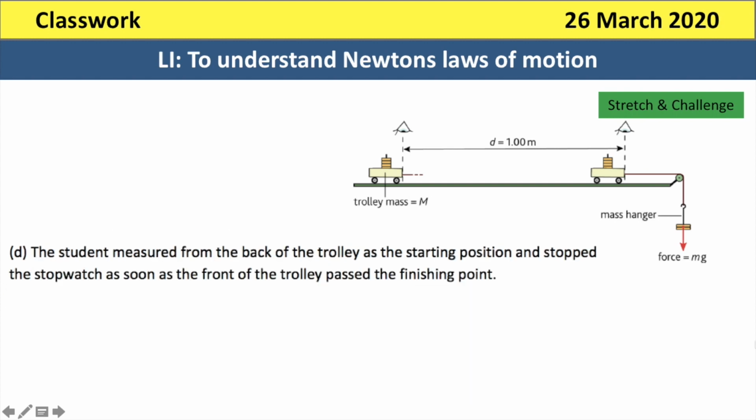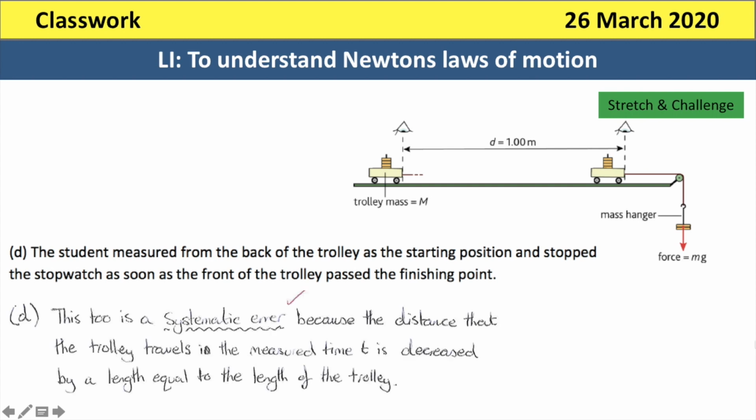Then finally part D, the student measured from the back of the trolley as the starting position and stopped the stopwatch as soon as the front of the trolley passed the finishing point. Now if you think about what the student was trying to do, they were timing the distance it takes it to travel a metre. Now if they start the timer from the back of the trolley and then look when the front of it reaches the finishing point, it hasn't actually travelled a metre when that happens. But again, that is going to be a systematic error because the distance that is wrong will be the same by the same amount each time. So it is, of course, a systematic error.